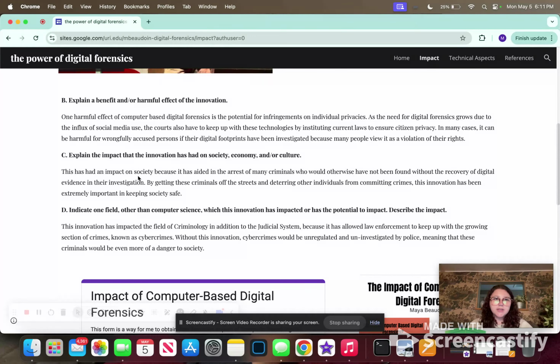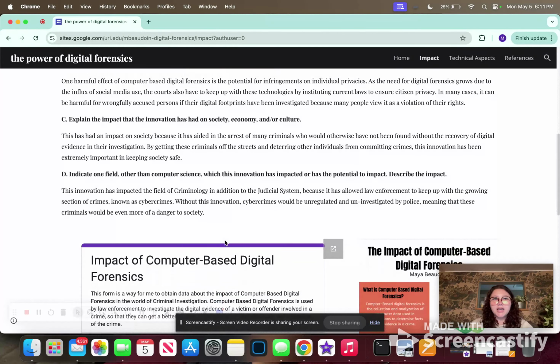For C, the impact that the innovation has had on society, economy, or culture. So I chose society, and it has definitely aided in the arrest of many criminals who would have otherwise not been found without the recovery of digital evidence. And that obviously leads to a safer society with those criminals behind bars.